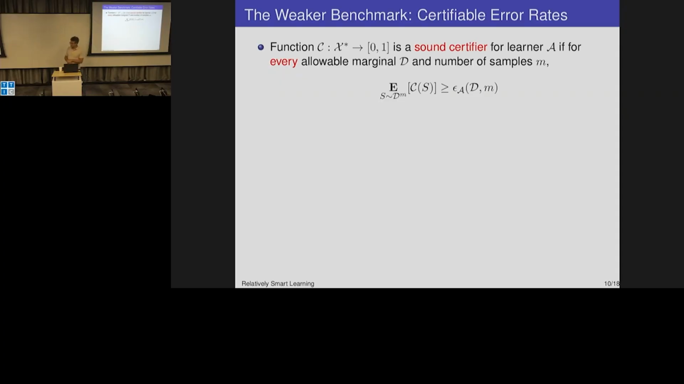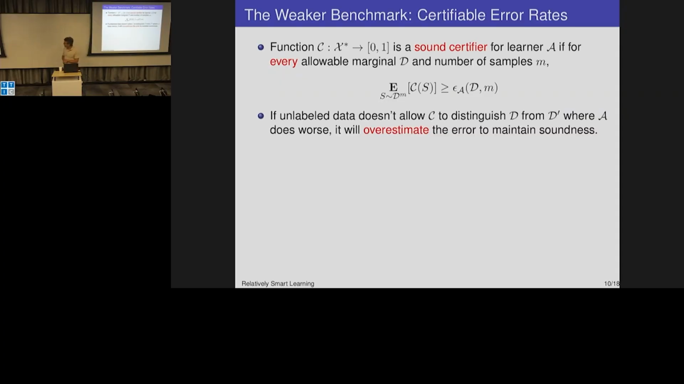So this is a sound certifier, it's for a particular learner. And one way to think about what sound certifiers are doing is that if the unlabeled data doesn't allow the certifier to distinguish a distribution D from another distribution D prime, where maybe A does really well on D but does poorly on D prime, then in order to maintain soundness, the certifier must overestimate the error of the learner.